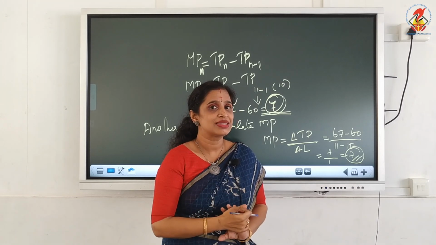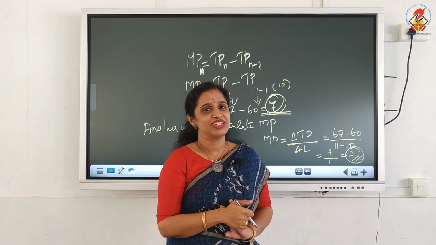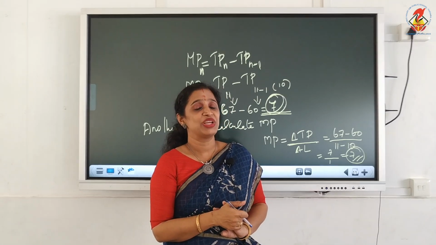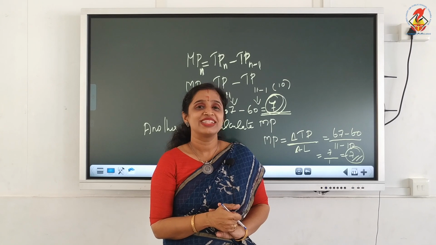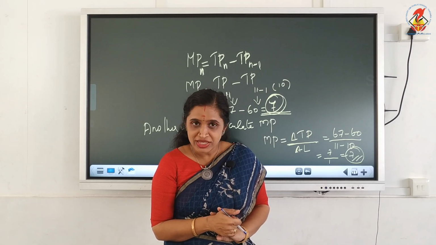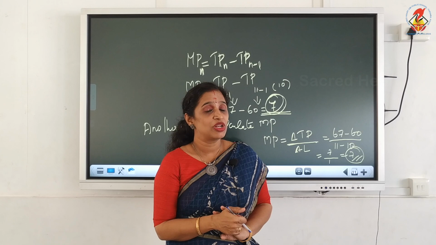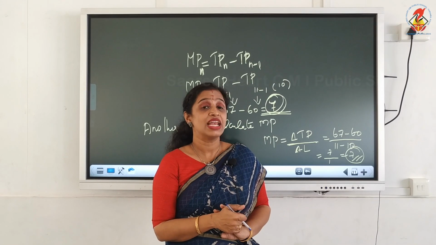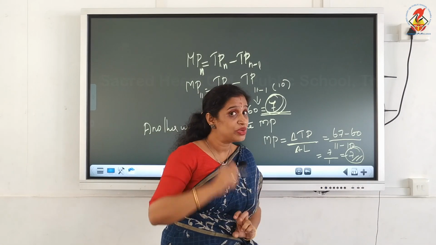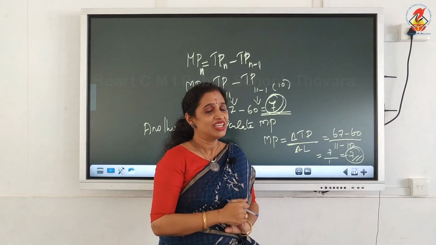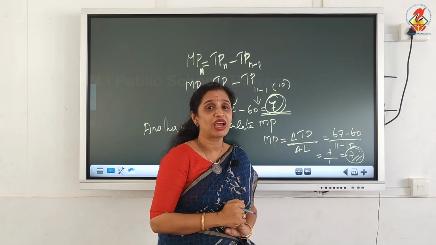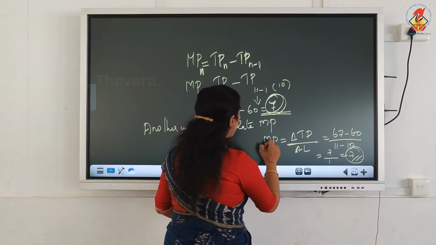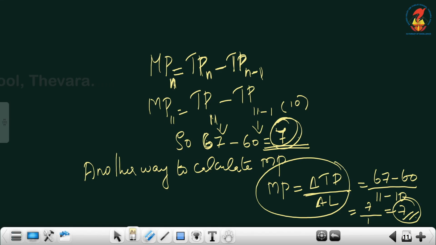Now one more formula is there to find marginal productivity. The same equation that we used for total utility and marginal utility. What is marginal utility? Delta TU by delta Q. Likewise, marginal productivity is equal to delta TP by delta L. Here L is labor. There, Q is the number of oranges consumed. Here we are learning the theory of production, so we have to use delta L, that is change in the labor. So MP is equal to delta TP by delta L.